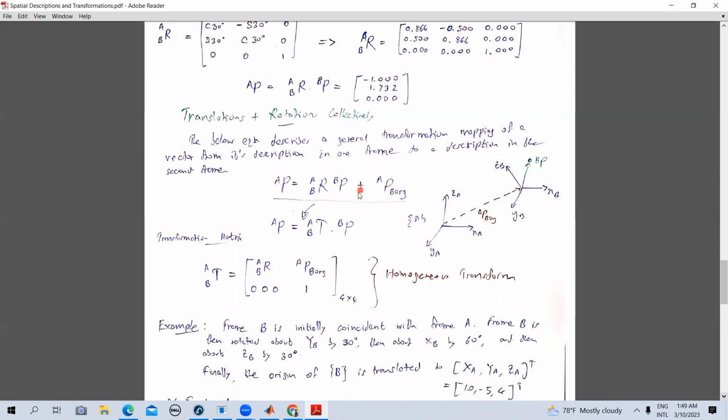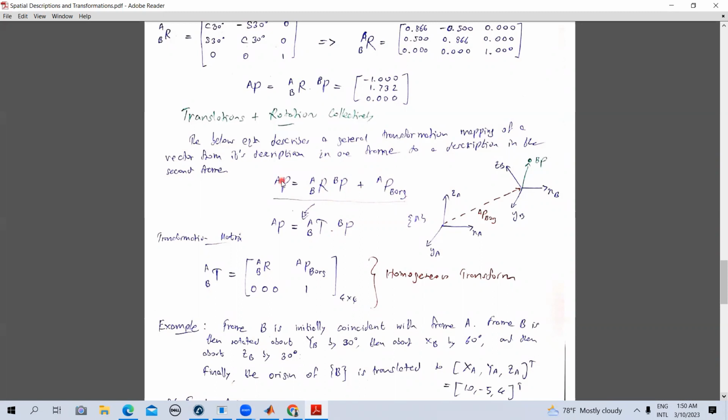So this is a 3 by 3 matrix, and this is a 3 by 1 matrix. So 3 by 3 times 3 by 1 multiplication, you get a 3 by 1 matrix. This is also a 3 by 1 matrix. So 3 by 1 plus 3 by 1, you can do the addition because the orders of the matrices are compatible, and you will get the position vector.